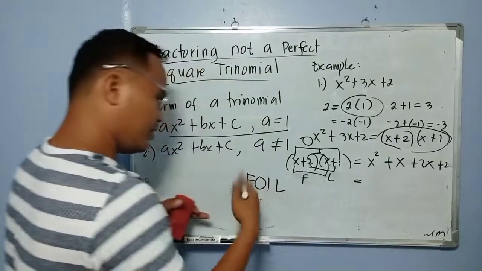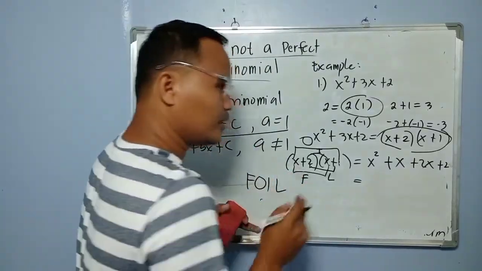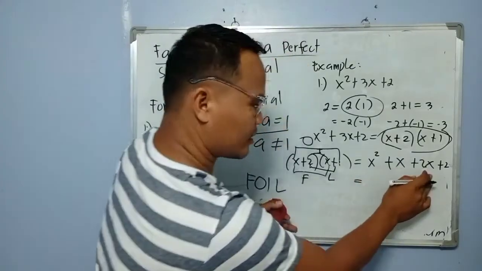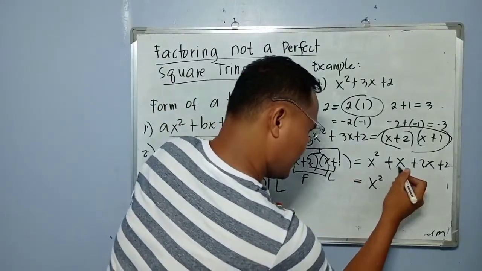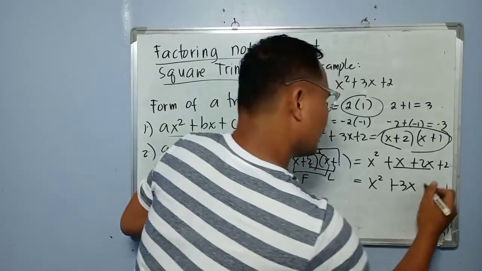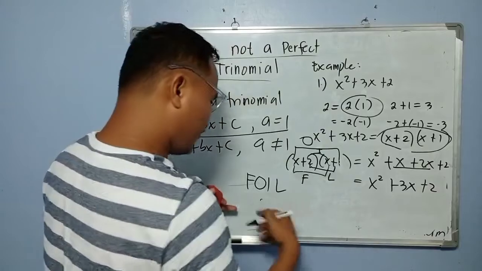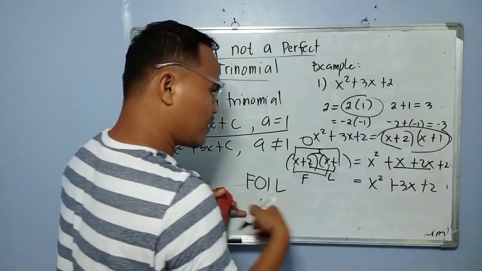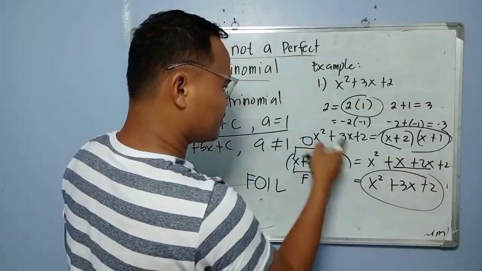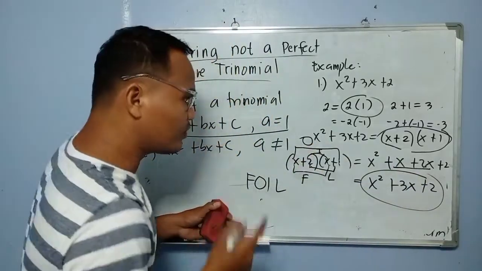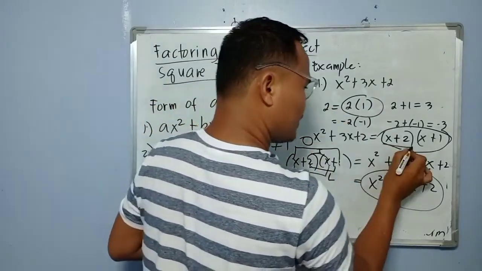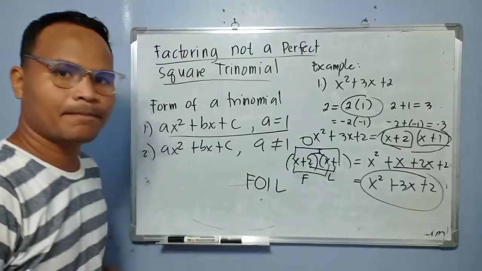Then after using the FOIL method, you are going to add like terms. Here the like terms are x and 2x. So just copy x squared. Add these two terms: x plus 2x is positive 3x, plus 2. So after using the FOIL method, just add the like terms, and then are they the same? x squared plus 3x plus 2, correct. So therefore, the factors of x squared plus 3x plus 2 are x plus 2 and x plus 1.